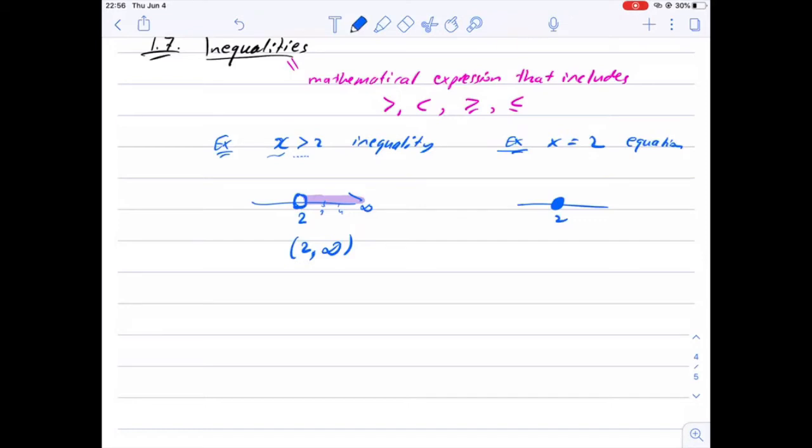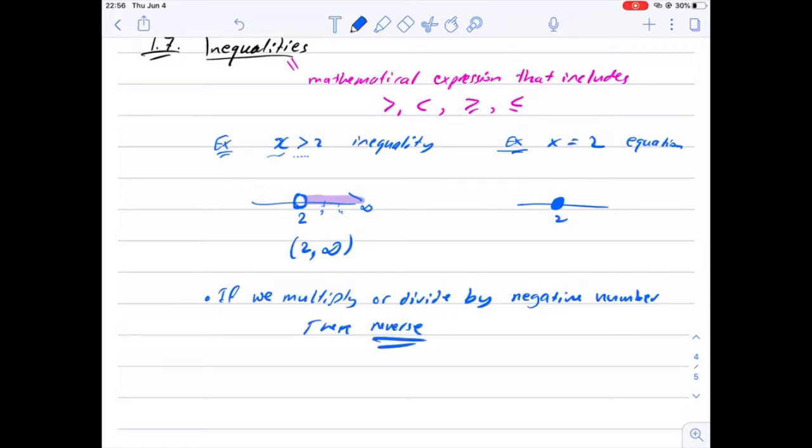Now, one of the important properties about inequalities is that if we need to multiply or divide by a negative number, then we need to reverse the inequality. If the inequality is greater than, then we reverse this to write it as less than. And if it's less than or equal, it becomes greater than or equal, if we need to multiply or divide by a negative number.